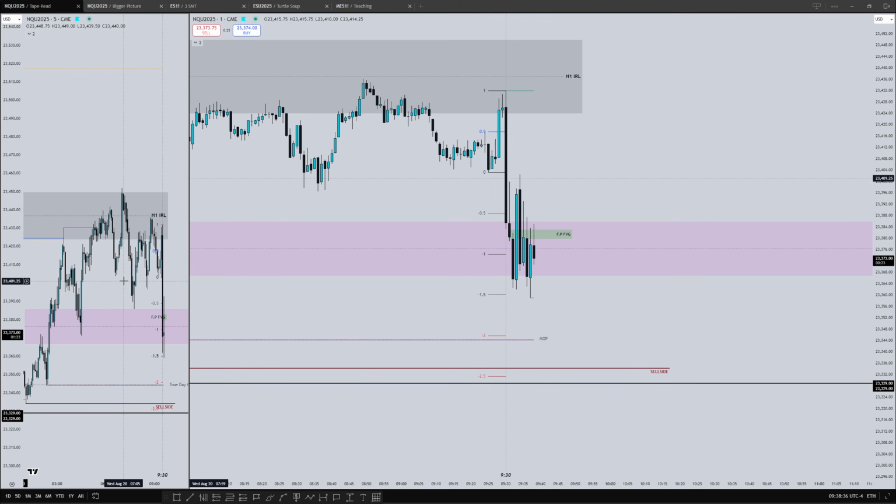Watch the 5-minute chart over here as well. You can also refine down this gap we have.